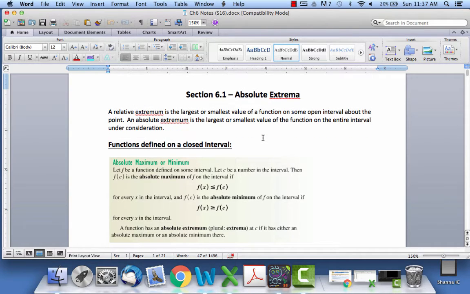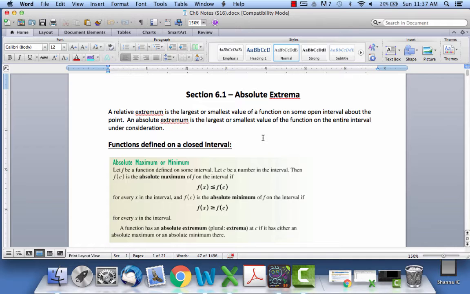Okay, so we've talked before about relative extrema or local extrema, and that's just when you have a neighborhood, a little circle in which that person's got nobody bigger than them or nobody smaller. But in the case of absolute extrema, it's all across the graph.